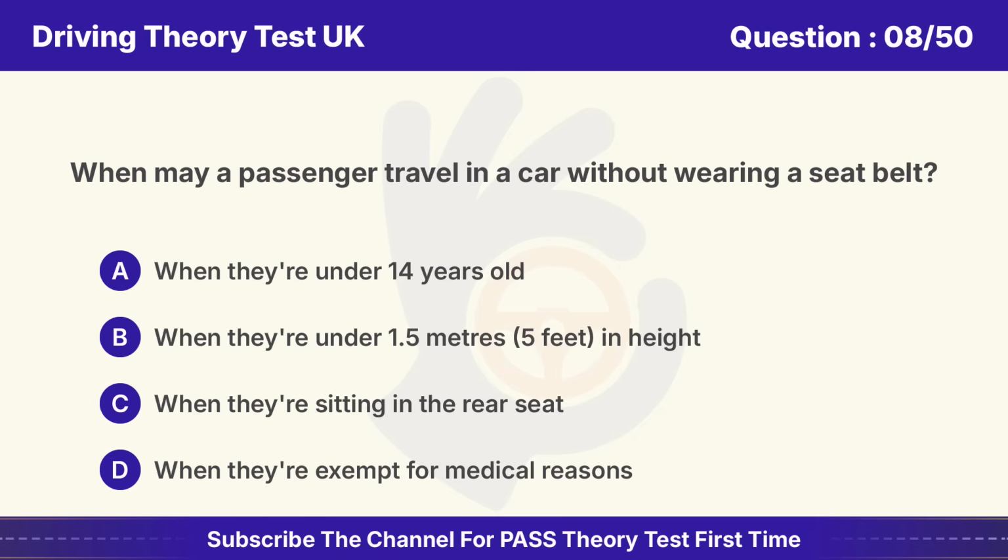Dispose of it safely at an authorized site. Question 8. When may a passenger travel in a car without wearing a seat belt? Option A. When they're under 14 years old. B. When they're under 1.5 meters, 5 feet, in height. C. When they're sitting in the rear seat. D. When they're exempt for medical reasons.